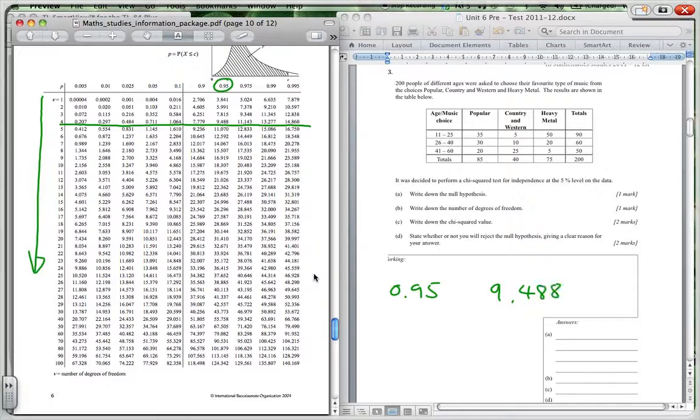9.488, and your chi-squared value is greater than that because it was 51.6. And when it's greater than that, that means the null hypothesis is not true. If this value was less than 9.488, the null hypothesis would be true.